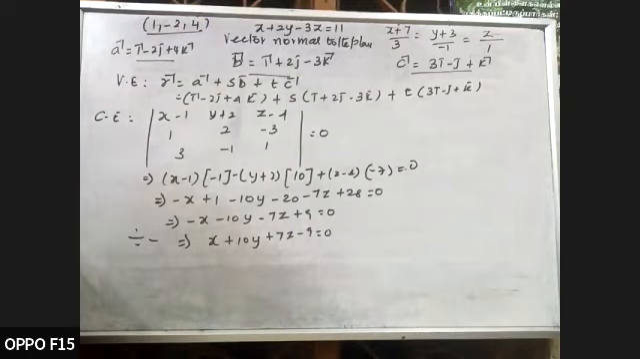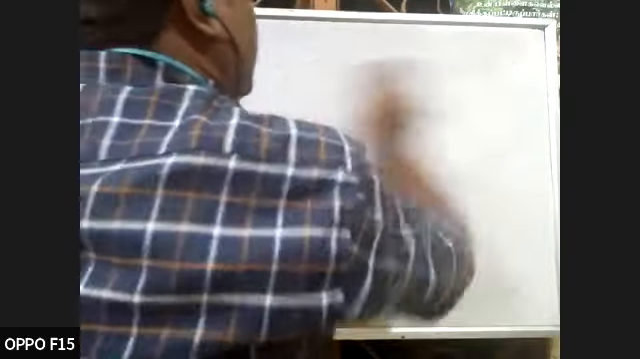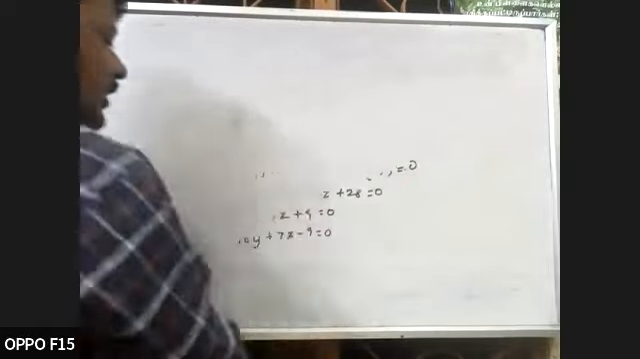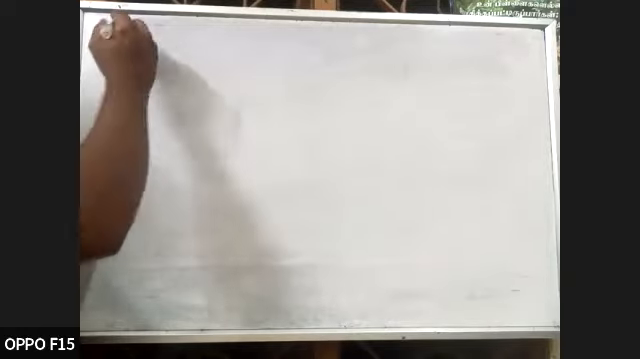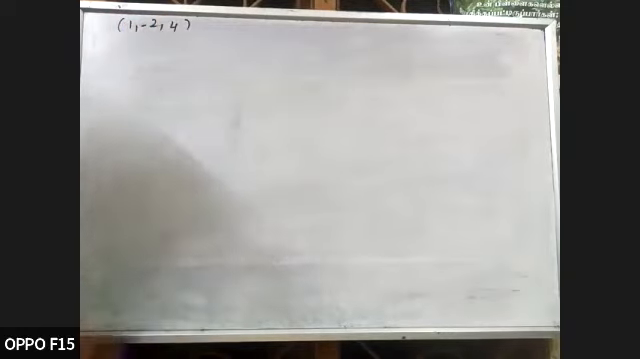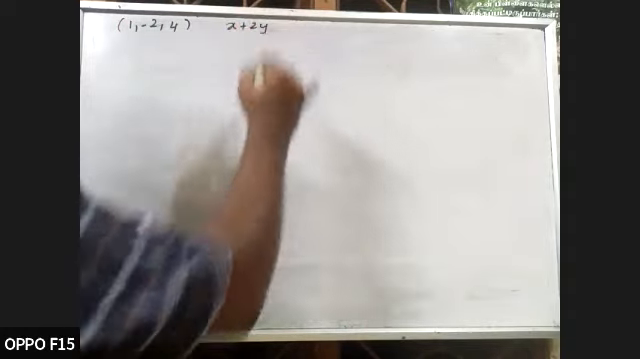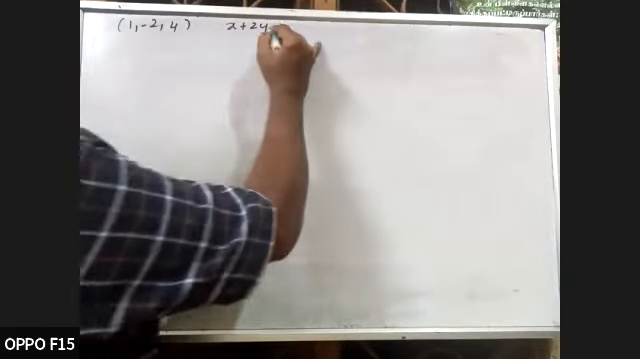Take it down. Let's go to the next one. Find the vector and Cartesian equation of the plane passing through the point 1, minus 2, 4, and perpendicular to the plane x plus 2y minus 3z equals 11.